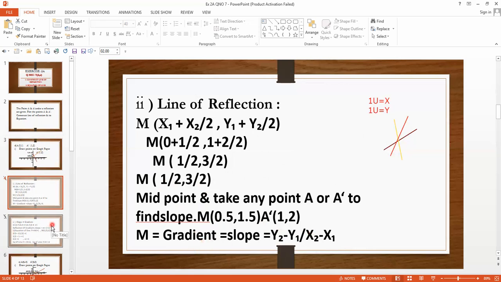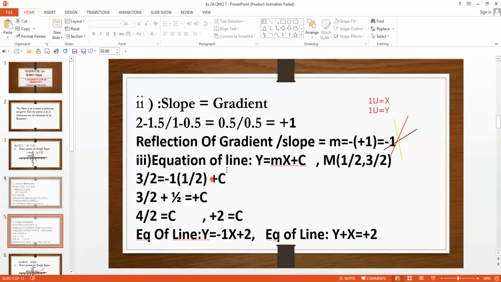We can take any one of these points. And then we have to put the formula of gradient. Okay, who will tell me what is the formula of gradient? Good. Vertical change to the horizontal change. So I have to put the values in y2 minus y1 over x2 minus x1, and then find the slope, or I can say the gradient. And what is its gradient? +1. After finding the gradient, you have to find the reflection of the gradient. Suppose the gradient is +1, obviously its reflection is -1.